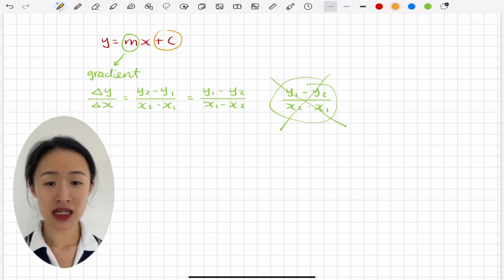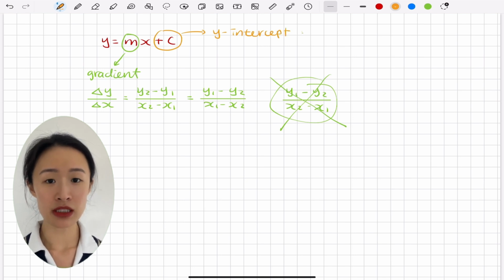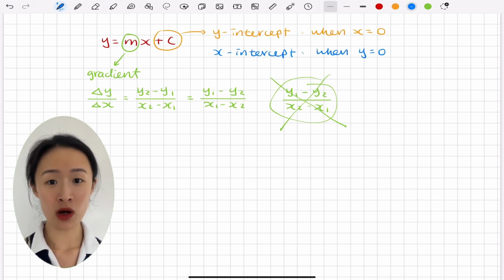As we mentioned earlier, plus c is the y-intercept. That c can be positive or negative. The y-intercept means that x equals 0. And if I wanted to find the x-intercept, then I need to make y equal to 0.